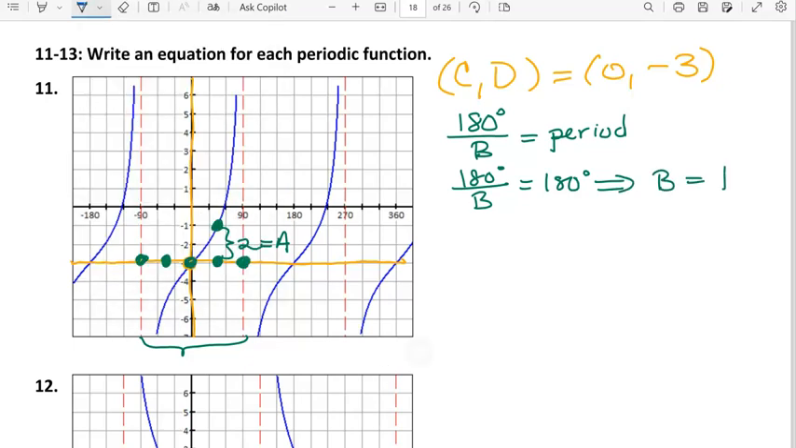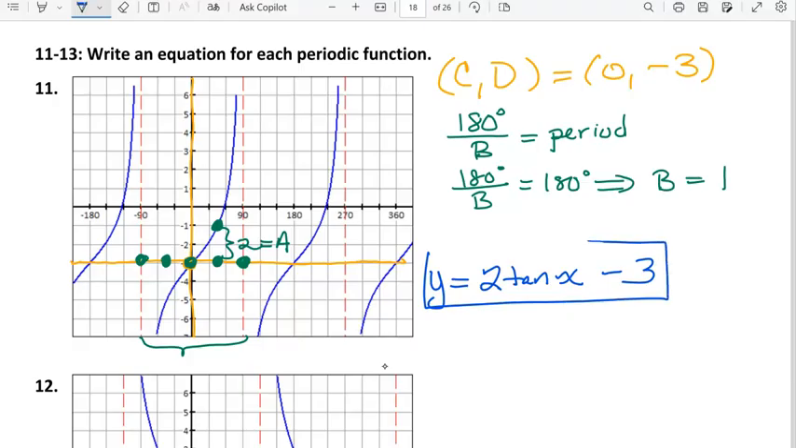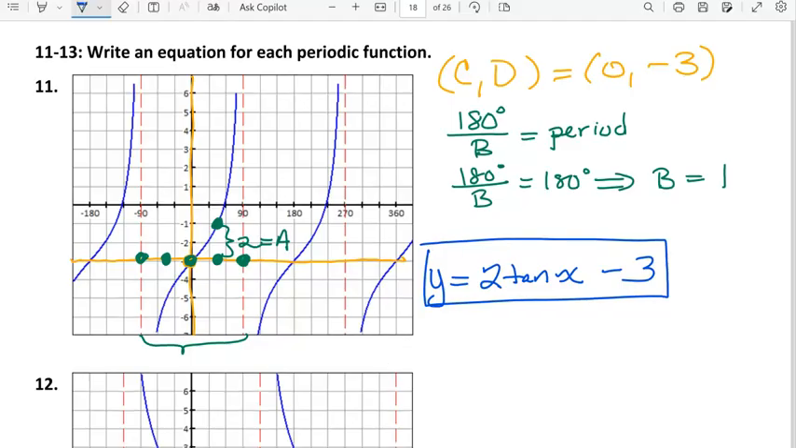So now our equation is y is equal to the A value, 2, times tangent of B, which is 1, so it doesn't have to be written, times x minus 0, so really just tangent of x, and then minus 3. So there's really no horizontal shift, there's really no horizontal stretch on this, just vertical stretch and vertical shift.